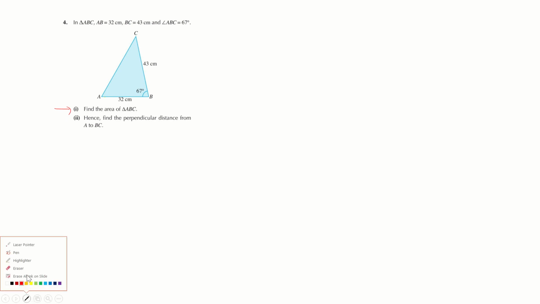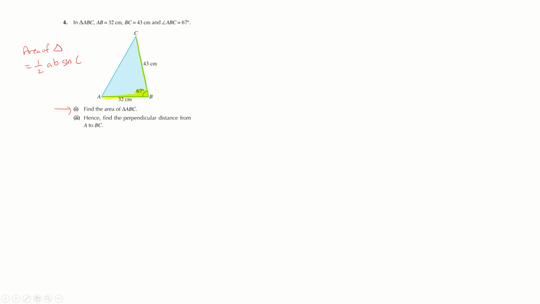To find the area of triangle ABC, we have to make use of the formula that we just learned, which is we need one side, the second side, and the included angle. Then we're going to use the formula half AB sine C. So let me write it down over here. Area of triangle, we have learned that it is half AB sine C.